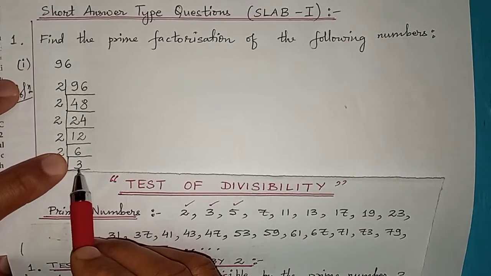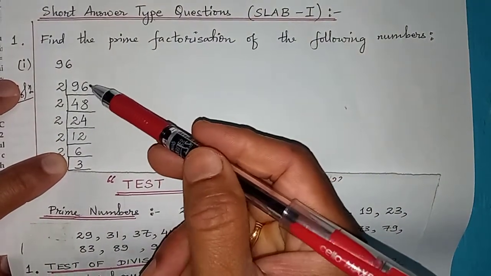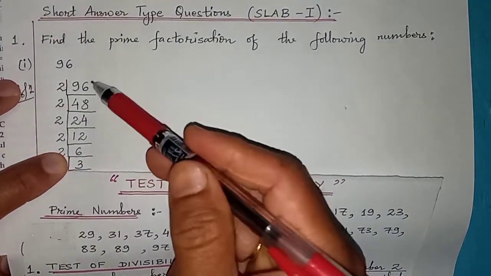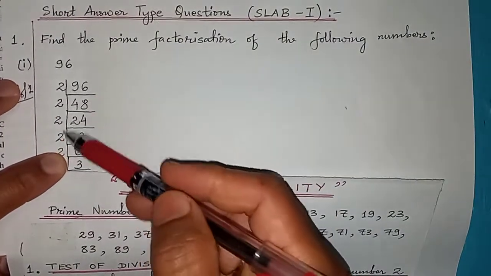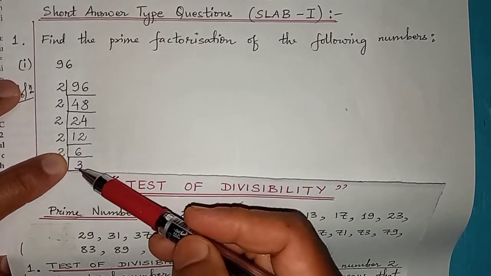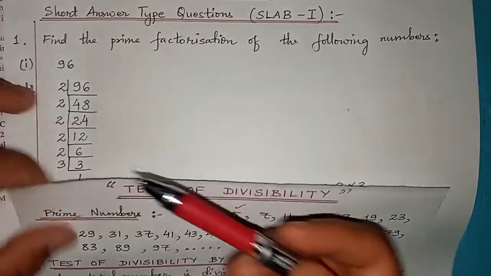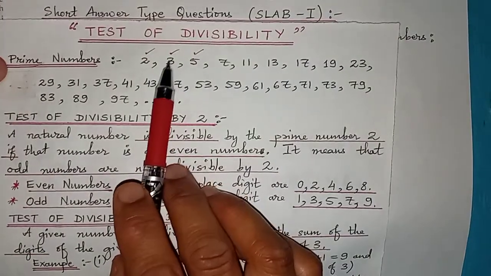So you can see that so far, right from the beginning, it was 96, then 48, and then 24, 12, 6. These are all even numbers. That's why we were able to divide by 2. But now we got 3. And 3 is not an even number. Moreover, 3 is a prime number. 3 is an odd number also, and it's a prime number also.